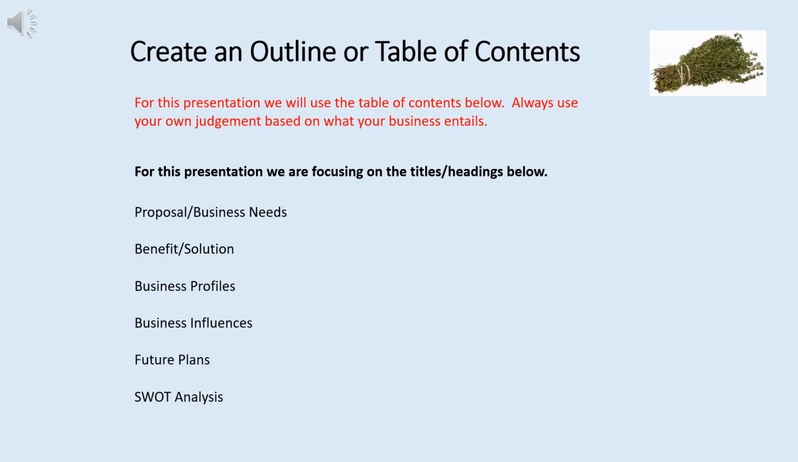Table of contents, continued. For this portion of the presentation we will use the outline or table of contents below. Always use your own judgment based on what your business entails. Table of contents. Proposal/business needs. Benefit/solution. Business profiles. Business influences. Future plans. SWOT analysis.